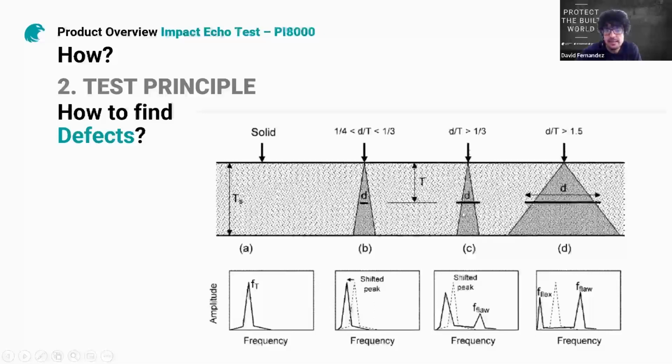Then if we have a little bigger crack inside, we are also going to have a shifted peak, showing the wave that has been able to travel to the back wall of the element. But then we are also going to see a small flaw peak, which is showing the frequency of the position of this crack. And for bigger cracks, we may also have a self-resonance frequency of this delaminated part. So then we will have this flexural mode at the very low frequency, and we will also be able to see the frequency peak of the flaw.